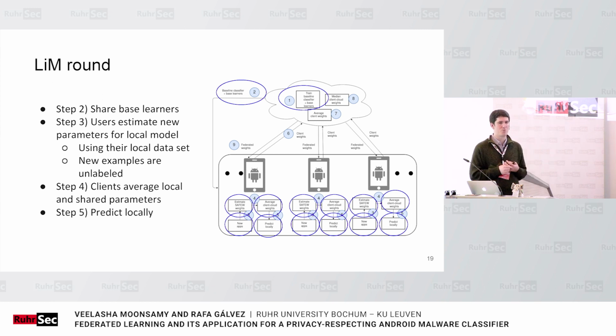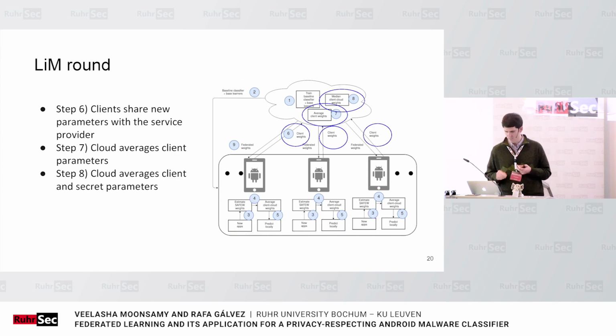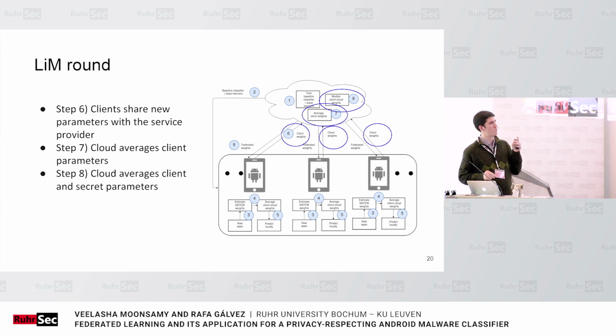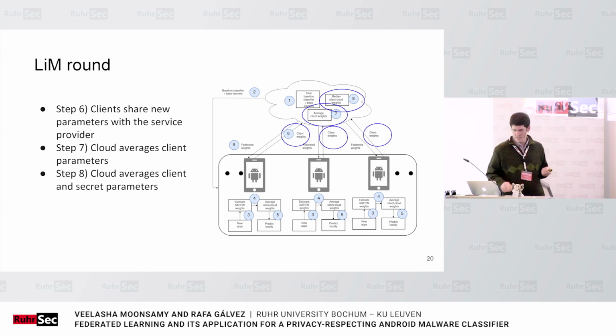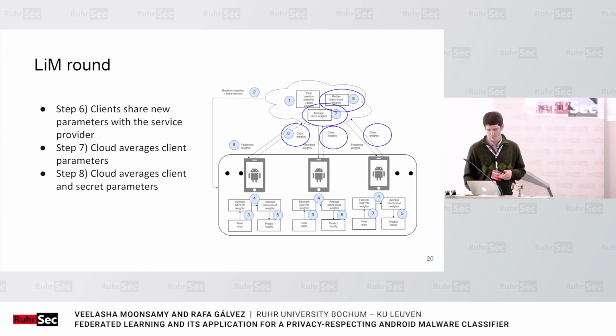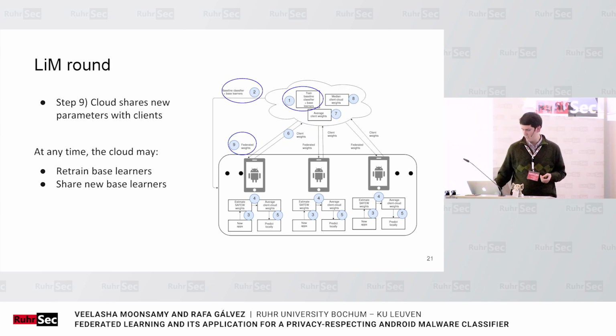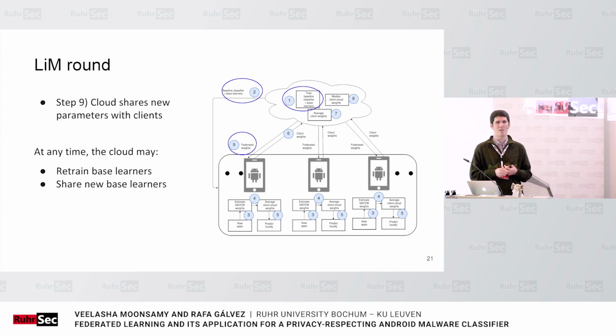Now we can share the new parameters with the cloud, with the service provider. It's important to remember that these parameters are just 5 parameters. This is what we share. This is how we address the privacy and security concerns. Once we have that, the cloud can average all the client parameters into one set, and then also average it with its own set of parameters. The cloud also trains its own semi-supervised model and averages these parameters. Then at the end, the cloud shares the parameters back to the users. The users take them and restart the process. At any time, the cloud may retrain base learners, which means sharing a new set of models for the ensemble.